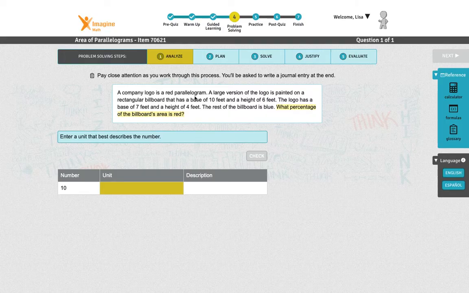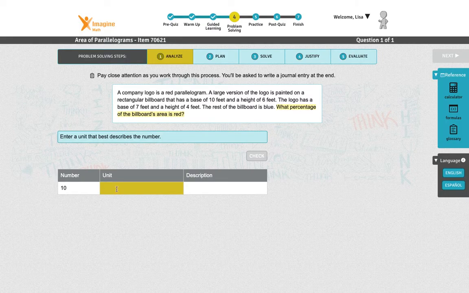A company logo is a red parallelogram. A large version of the logo is painted on a rectangular billboard that has a base of 10 feet and a height of 6 feet. The logo has a base of 7 feet and a height of 4 feet. The rest of the billboard is blue. What percentage of the billboard area is red?